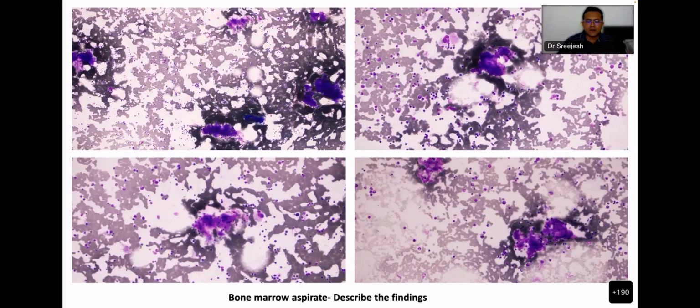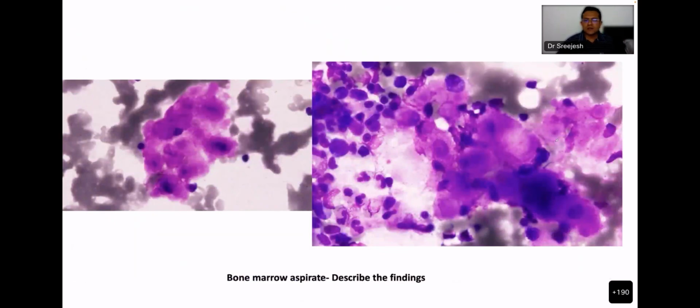Okay, and what about this? We'll go to a little higher power. Sanobar, can you describe these images? Normally in bone marrow aspirates, do you see this kind of material frequently? Okay, you first describe this material.